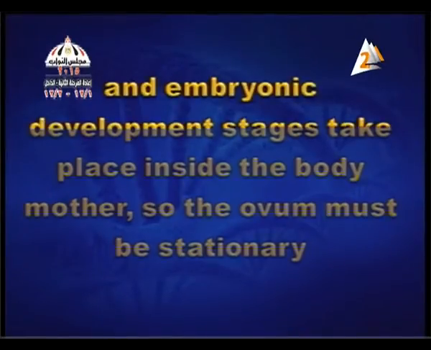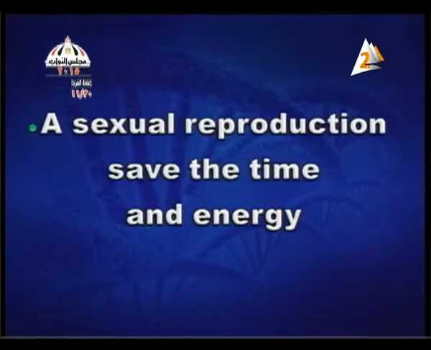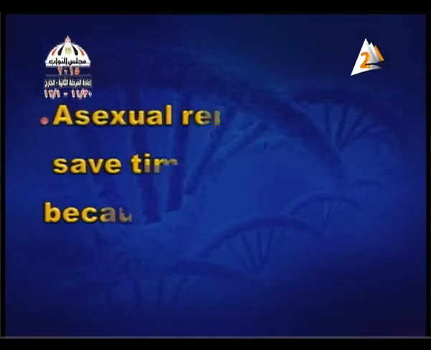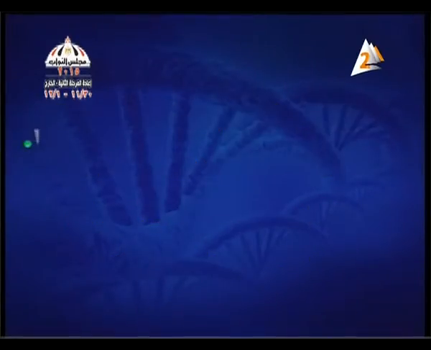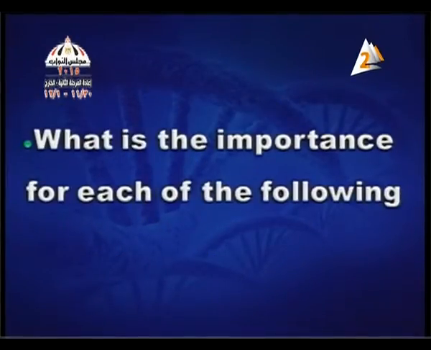Asexual reproduction saves time and energy. Good. Asexual reproduction saves time and energy because it occurs by one parent only, by one parental body. No male and no female. Let's move to another item of questions.